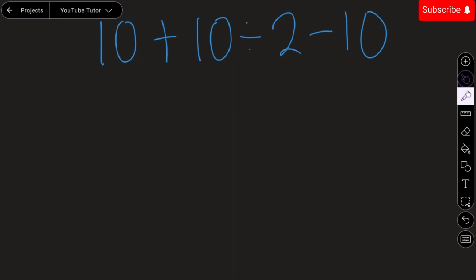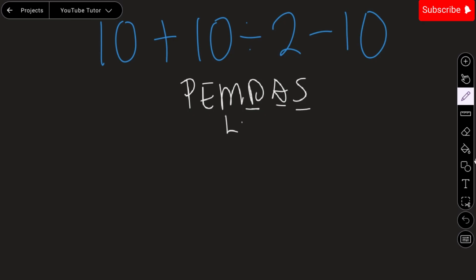In this video, we have this question here which is 10 plus 10 divided by 2 minus 10. So since we are following the PEMDAS rule, we are going to have division first because addition and subtraction follows it when we are moving from left to right. So we take the division first.